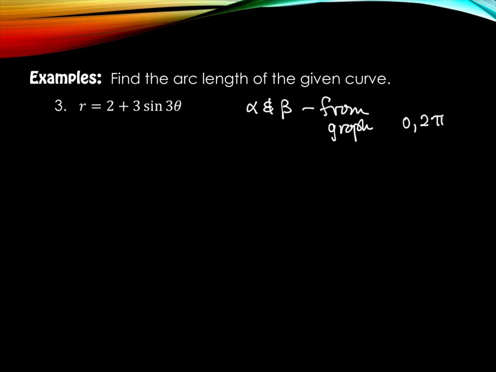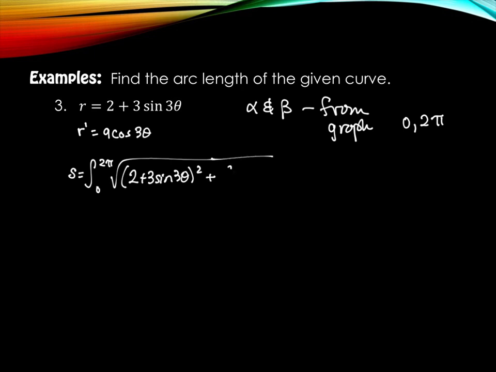Okay. We do need r prime. We need the derivative here. And the derivative of this would be 9 cosine of 3 theta. Everybody good with that? So my arc length, s, is the integral from 0 to 2 pi of the square root of the original equation, which was 2 plus 3 sine of 3 theta squared, plus the derivative, which is 9 cosine of 3 theta squared, d theta.